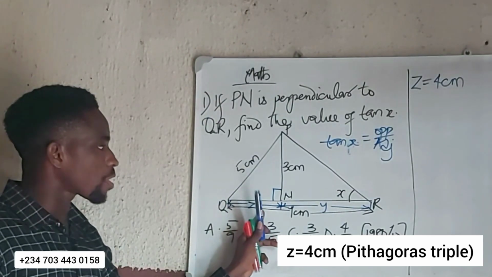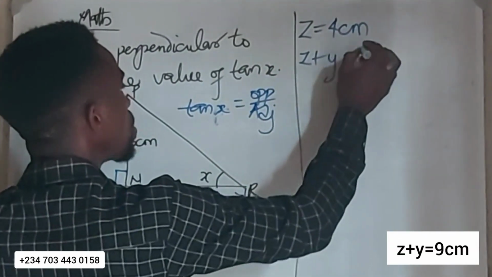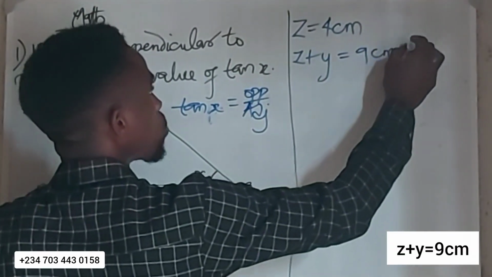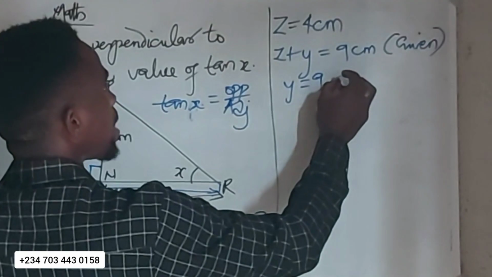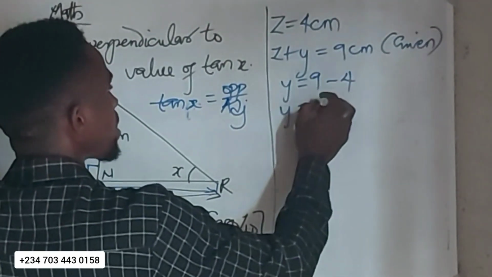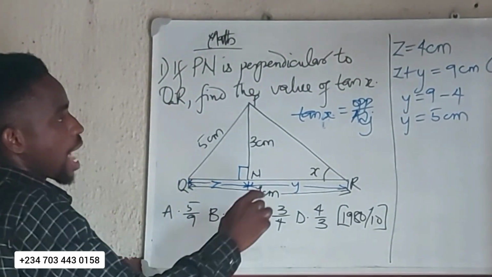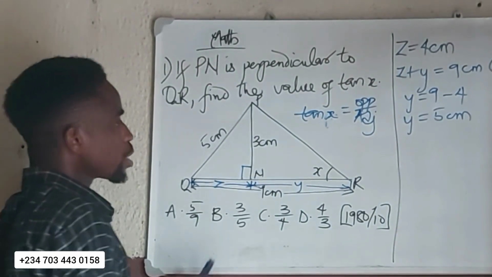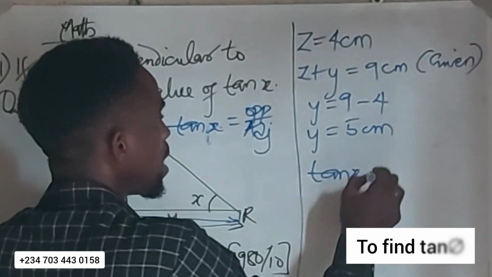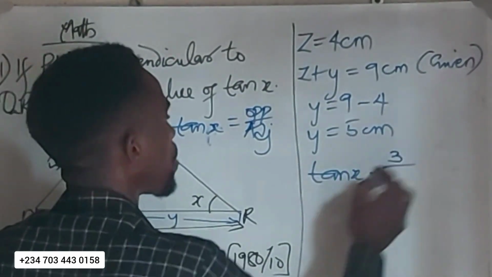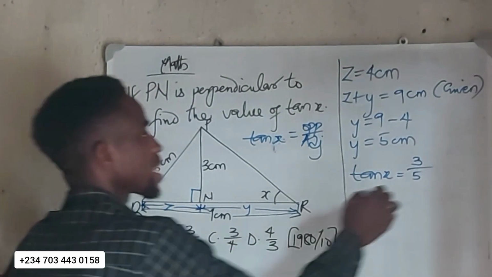So if z is 4 cm, then we'll now have that z plus y is going to be 9 cm. That's what we are given, right? So y is going to be 9 minus 4, so y is 5 cm. So the length of this side is 5 cm, right? And then we are looking for tan, which is opposite upon adjacent. Our opposite is 3 cm, upon adjacent y, which is 5 cm. So 3 upon 5. So our answer is option B.